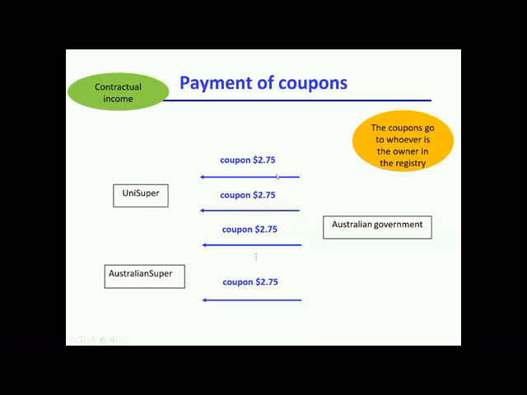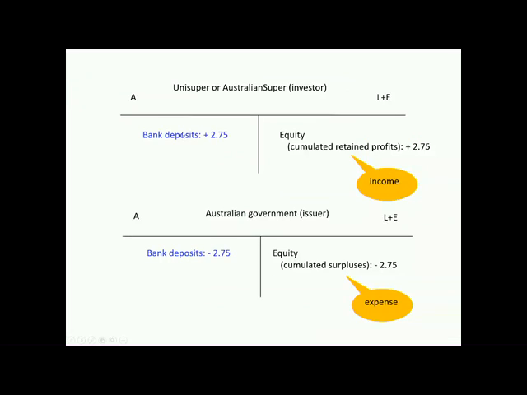$2.75 each time. How do we book that one? Well, firstly, UniSuper is receiving the cash when they still had the bond. $2.75 in cash. And now we have to think again, well, what else might change? Did they have to give away another asset? Or did they make a profit or loss? And for them, it's like an income or profit, so equity is increasing here, simply by +2.75.